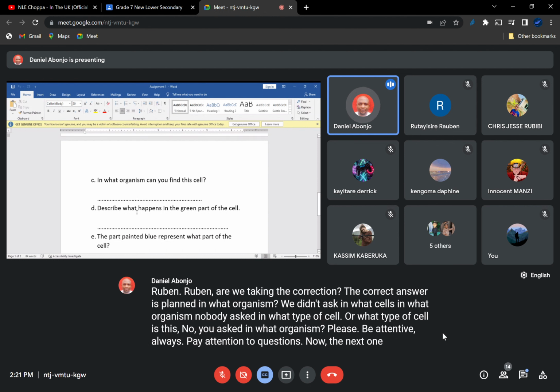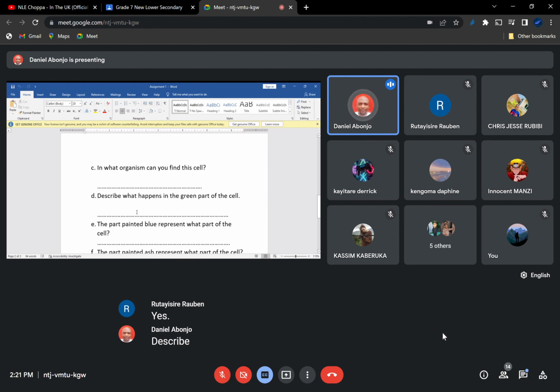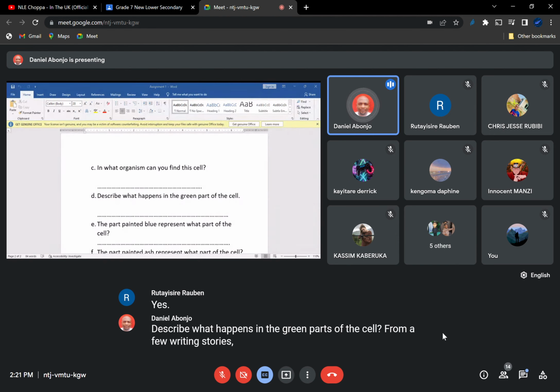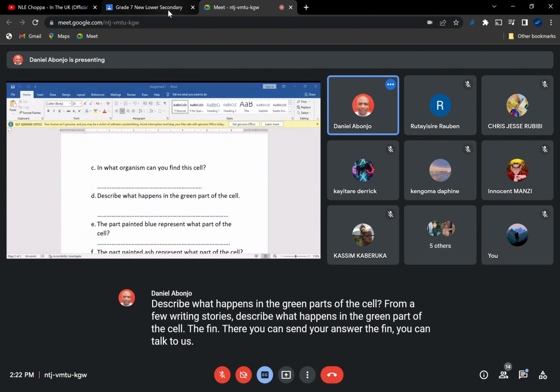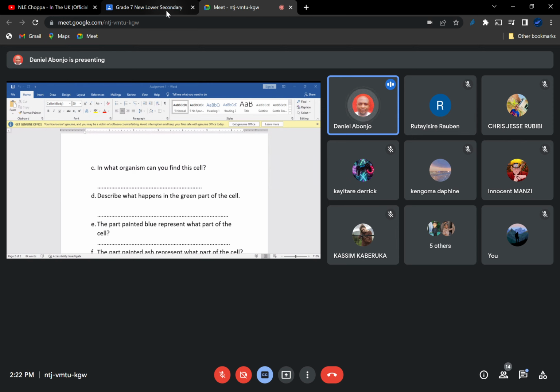Now the next one, Maria, you're going to answer this question. Describe what happens in the green parts of the cell. Some of you are writing stories. Describe what happens in the green part of the cell. Maria, you can send your answer. Maria has an issue with the microphone. So Dafin, you can talk to us.